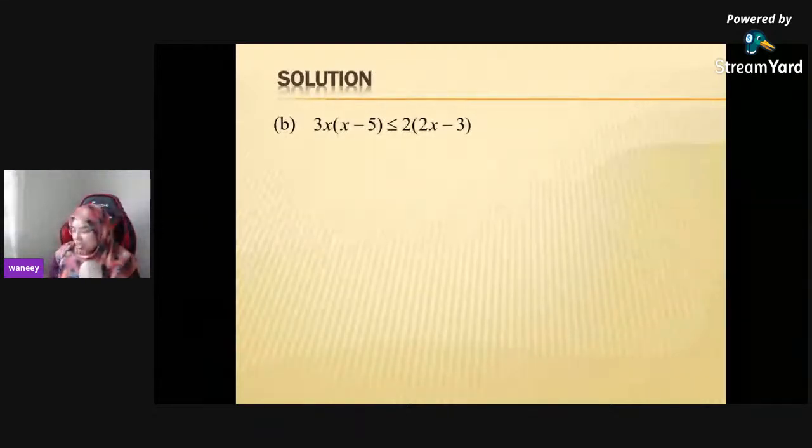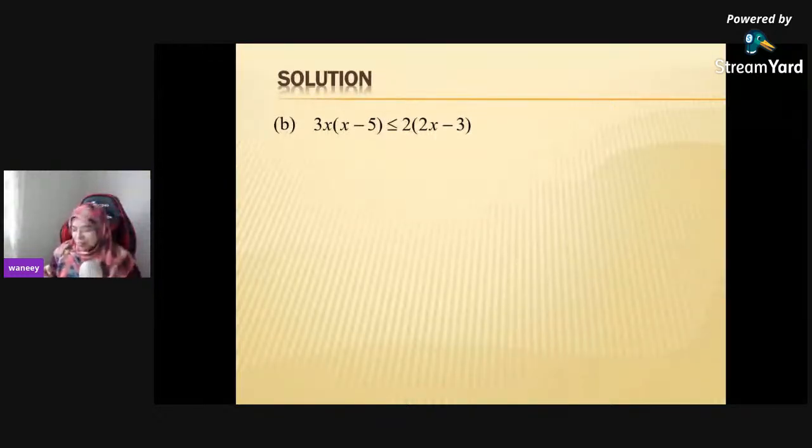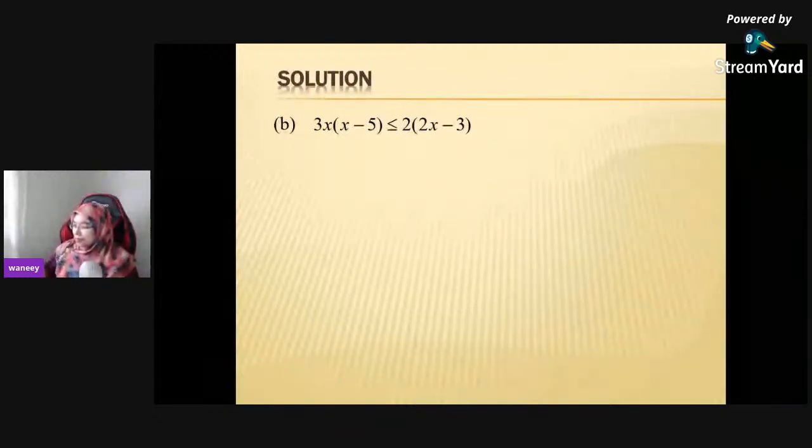Not yet. Okay, so I'll give you another 2 minutes then. Saya tambah masa sikit lah. Saya tambah bagi 2 minit. Cuba semua orang. I already add 2 minutes to the time, so boleh try lah.